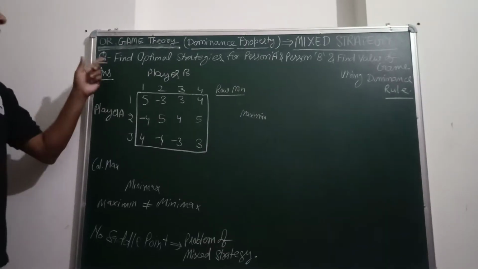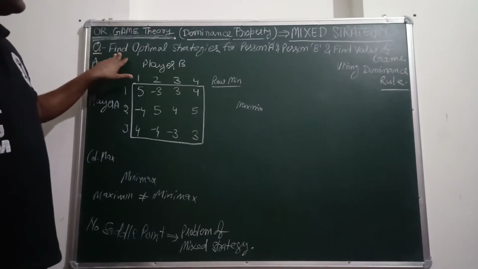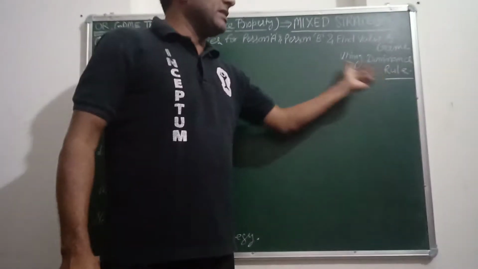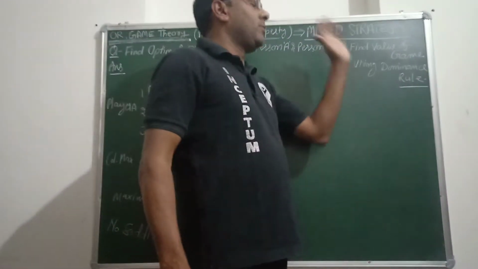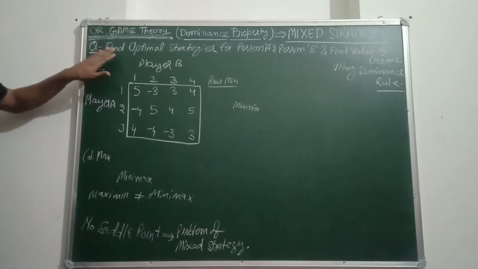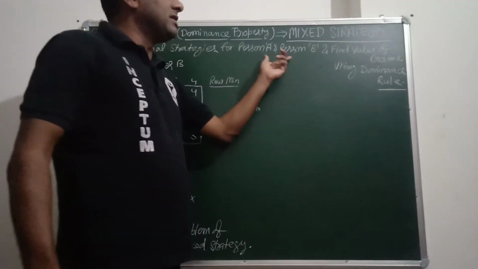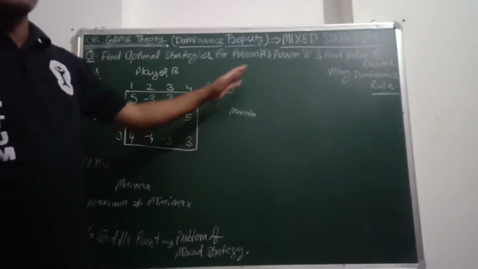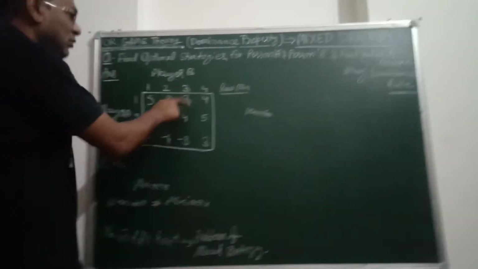So this is a question on game theory and we will use the dominance property in this question. This is a mixed strategy problem. So what is the question? Find optimal strategy for person A and person B, and this is a 2-person zero sum game, and find value of game using dominance rule. So this is the payoff matrix.